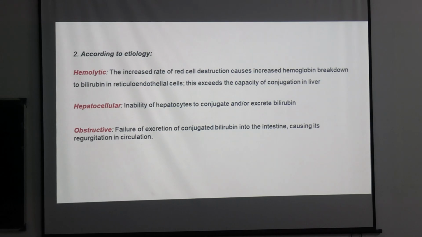Now, according to etiology: hemolytic jaundice, hepatocellular jaundice, and obstructive jaundice. Hemolytic jaundice, the increased rate of red cell destruction causes increased hemoglobin breakdown to bilirubin in the reticuloendothelial cell. This exceeds capacity of conjugation in the liver. Hepatocellular, inability of hepatocyte to conjugate or excrete bilirubin. Obstructive, failure of excretion of conjugated bilirubin into the intestine, causing its regurgitation in circulation.